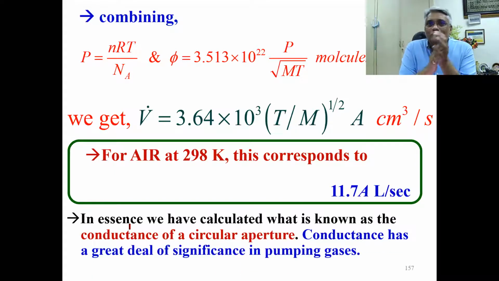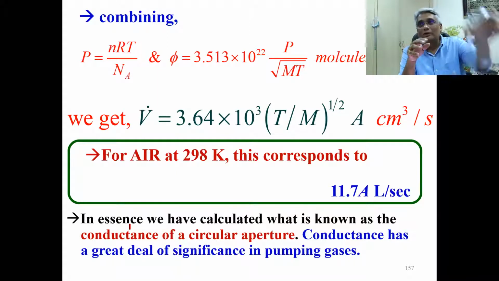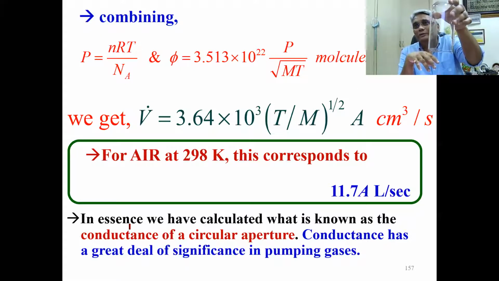So in essence, what we have calculated is known as the so-called conductance of the circular aperture. Just as we talk about conductance in electrical circuits, conductance also plays a very important role in vacuum components. After all, I need to create vacuum inside this, right? I'm connecting a pipe to it through a circular aperture. So through this circular aperture, I'm removing air molecules.